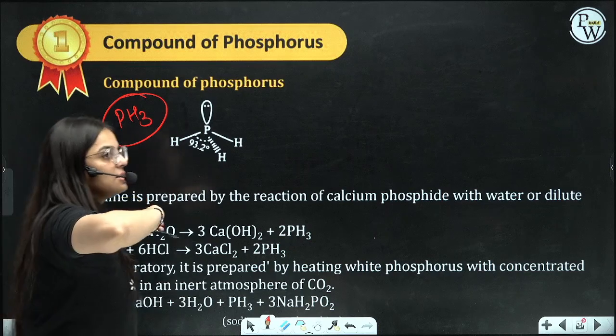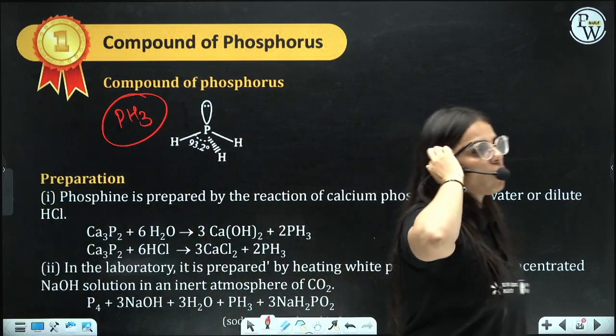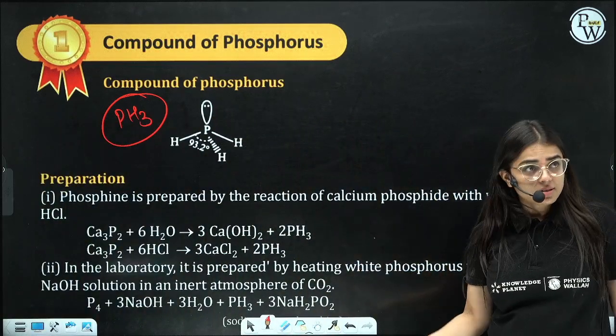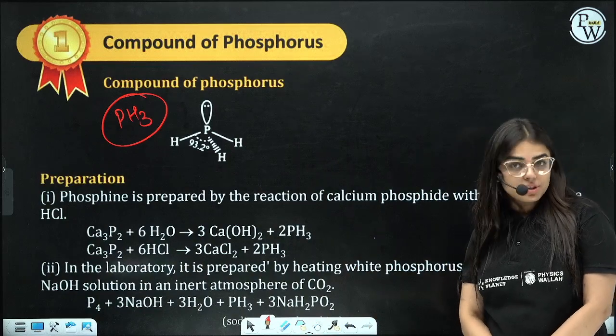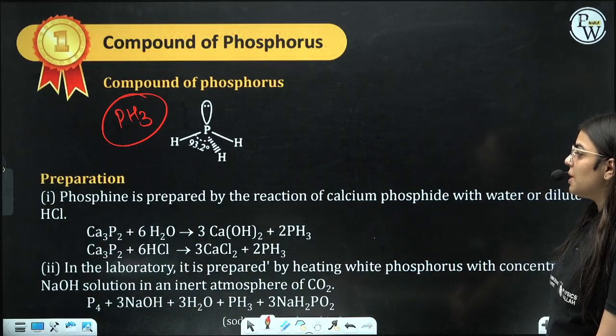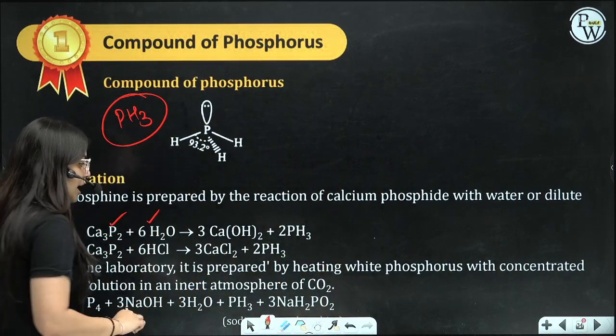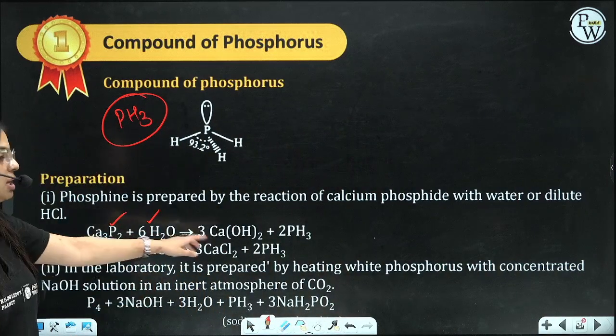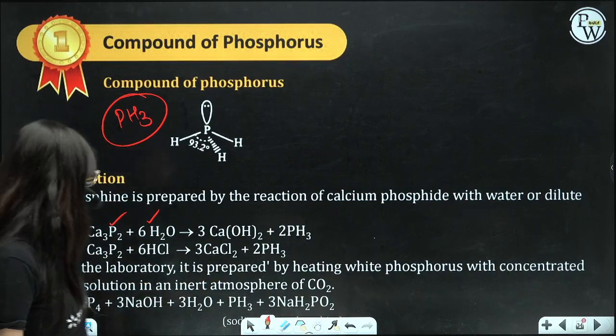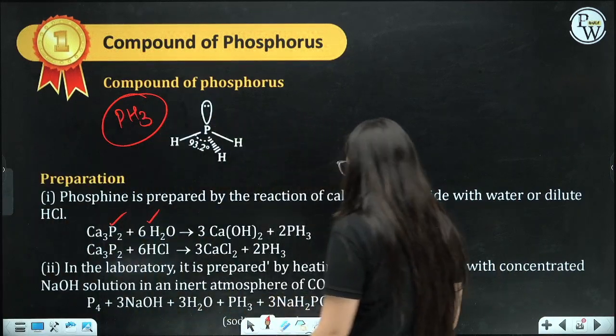Phosphine, right? Now, in many of the syllabi of the exams, phosphine is in the syllabus, and in many cases, it is not in the syllabus, right? Phosphine is prepared by the reaction of calcium phosphide, that is Ca3P2, with water. If you react it, you will produce phosphine. With HCl, you will produce phosphine. Even for phosphine, this reaction is very, very important.